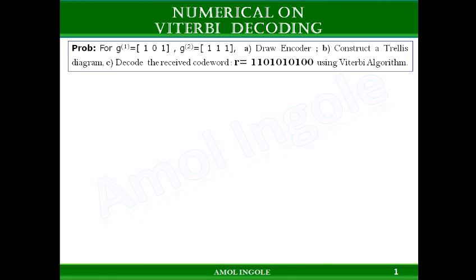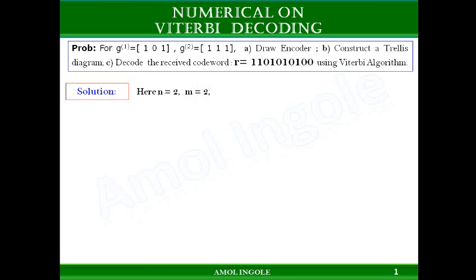This is the numerical which we are going to discuss in this video. Two generator sequences are given and it is asked to draw the encoder diagram, construct a trellis diagram and decode the received code word using Viterbi algorithm. If you look at the statement, you can easily identify the number of output bits or number of outputs. It is n is equal to 2 in this case. Number of memory units required, that is m, is also equal to 2 in this case.